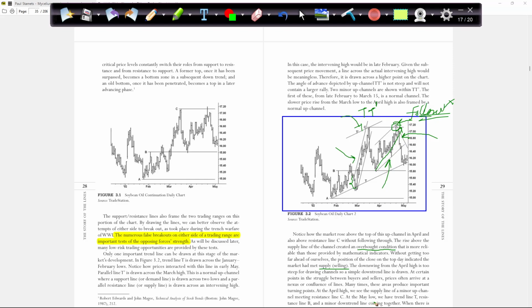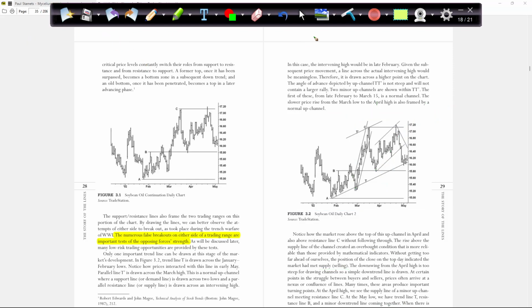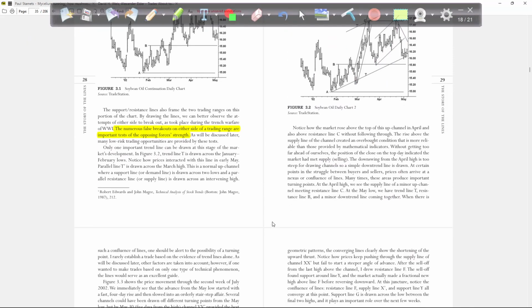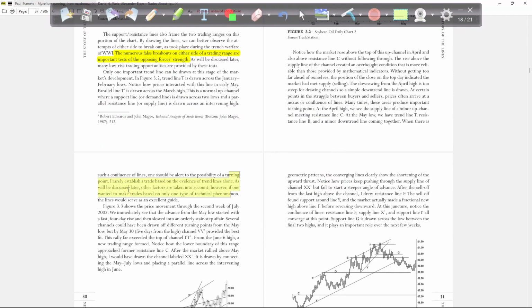At the May low, we have trend line T, resistance line B, and a minor downtrend line coming together. Where there is such a confluence of lines, one should be alert to the possibility of a turning point.